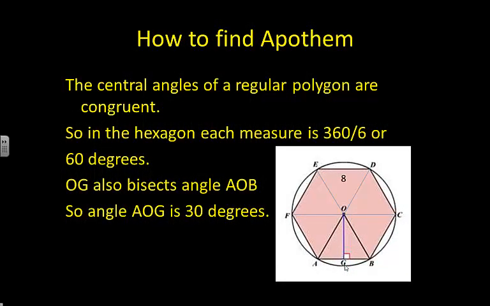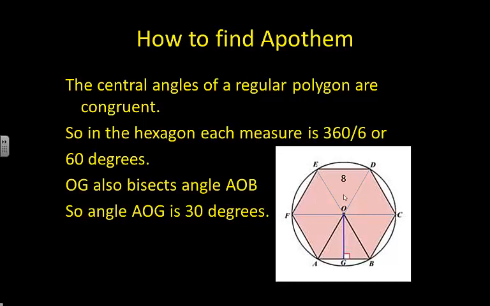All right, so the central angles of a regular polygon are congruent. If you notice, all those angles coming off the center of the polygon are all congruent. So in the hexagon, each measure is 360 divided by 6, or 60 degrees in this example. So OG also bisects the angle AOB. So angle AOG is 30 degrees.